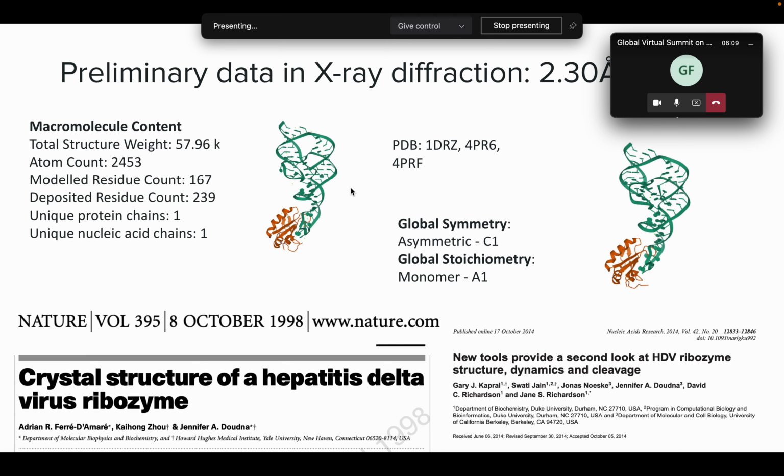They did take another look at this ribozyme in 2014, and they used some new tools that gave them another look at the structure, dynamics, and the cleavage.